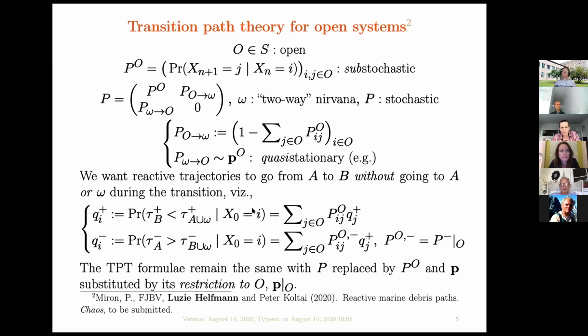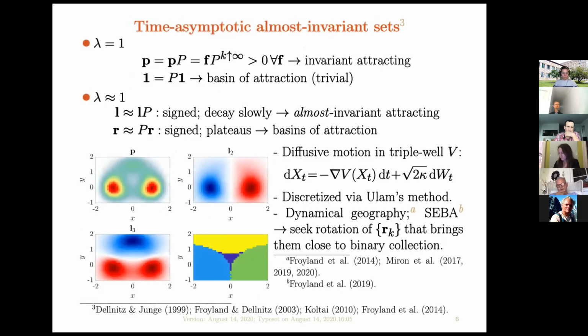It turns out that the formulas from TPT remain the same, with the only difference that whenever we have P, what you have to do is just replace P by P_O, which is the substochastic P, and instead of using the stationary distribution, we replace it by the stationary distribution of the augmented P restricted to O. This is different from the other in general. I did not mention that P minus in here is the transition matrix for the reverse chain. So those are all the elements that we need in order to identify these trajectories.